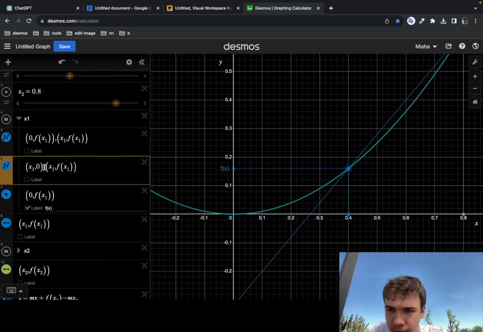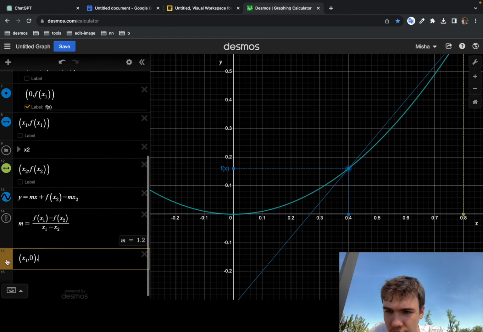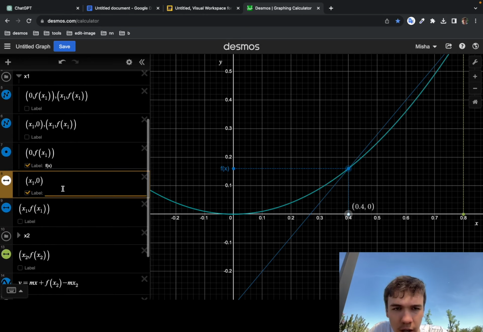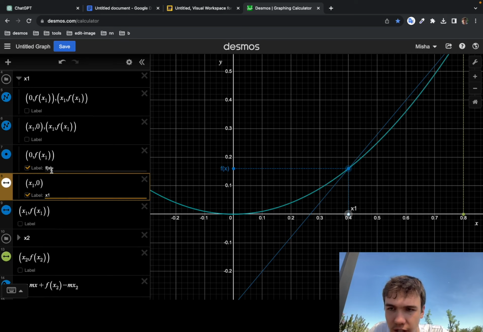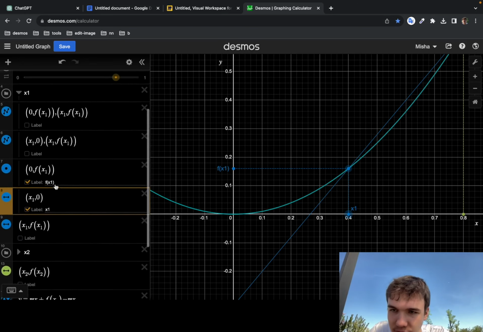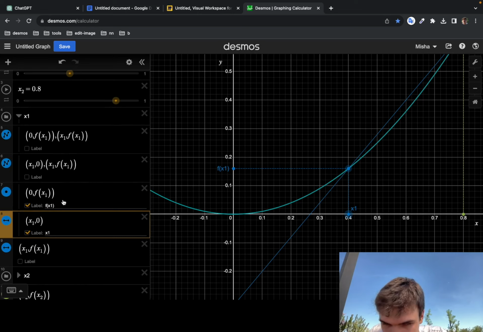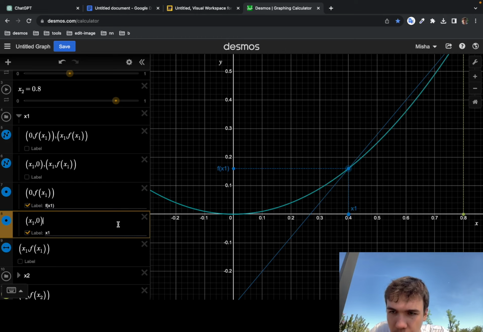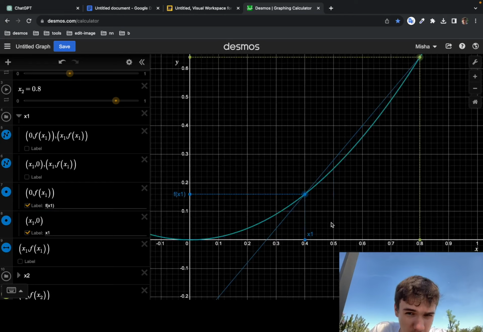So for that one, I'm going to say that this is our x. So x1 and f of x1. Let's change it, I don't like it. Okay, so now we have this. Pretty much good. I don't want to drag it, so can I make it not draggable? Yeah, okay, it's not draggable anymore. So now this is our f of x1 and this is our x1, which is correct, right?